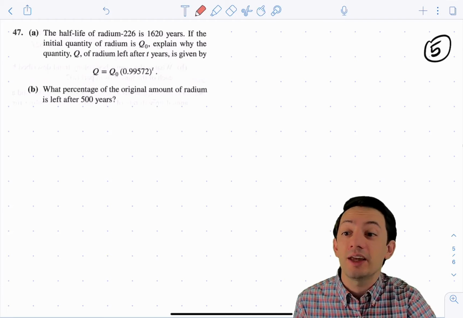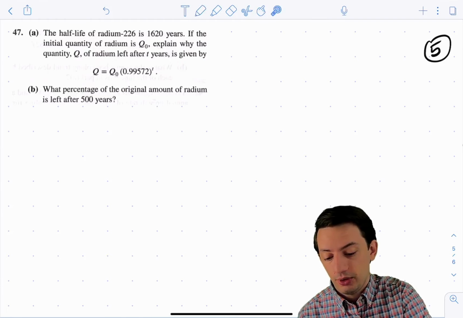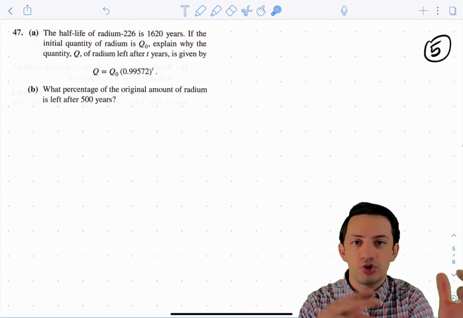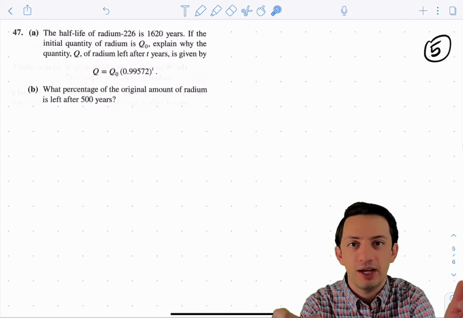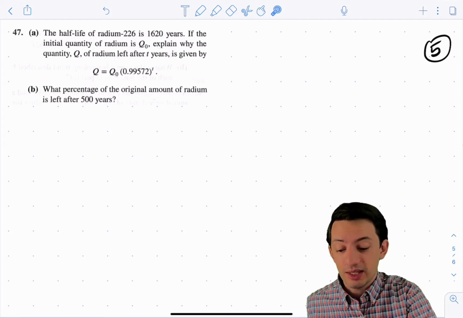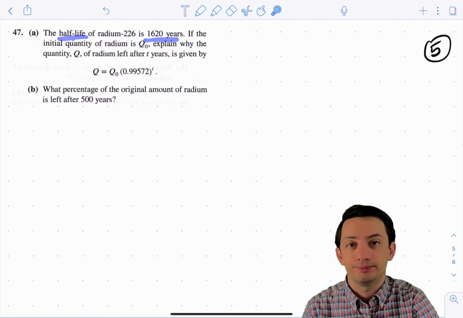Last problem of the day. This is a problem about exponential decay and half-life. So if you study the radioactive element, radium-226, it has a half-life of 1,620 years. So what this means is if you have radium-226, then over a very long time it radioactively decays into other things, and the amount that's left as radium-226 decays exponentially. So it goes down by a certain factor every year. In this case, after 1,620 years, it goes down by 50%.